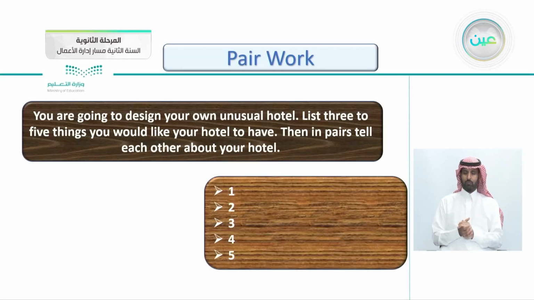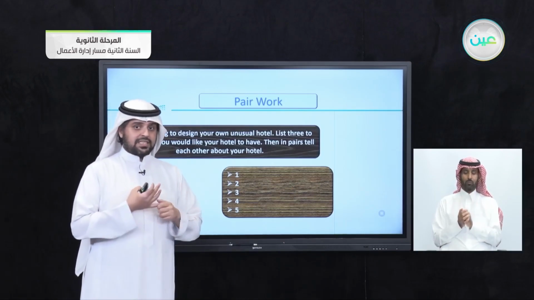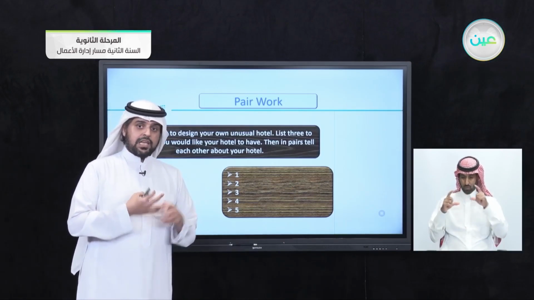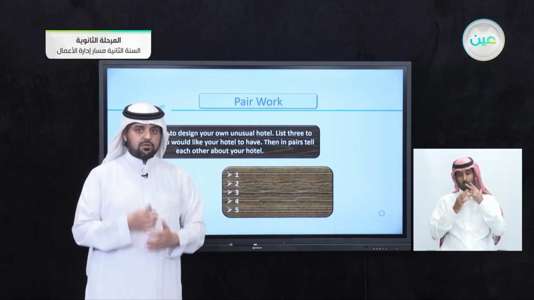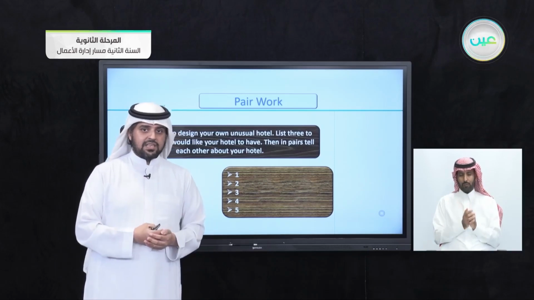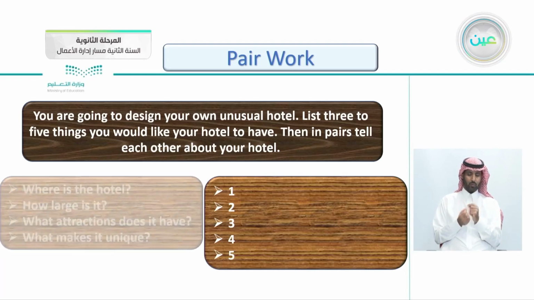So here, a pair work exercise. You're going to design your own unusual or unique hotel. List 3 to 5 things you would like your hotel to have. Then in pairs, tell each other about your hotel. So imagine having a unique hotel. We read about hotels that have capsules, hotels that are igloos, snow igloos or glass igloos, hotels on top of trees. So give me some unique ideas about a hotel.